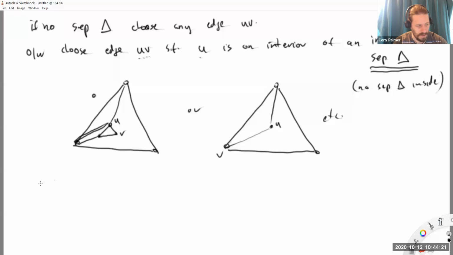Okay, so now, as n is at least 4, we know that the edge UV, where U is on the interior of an innermost separating triangle, is on the boundary of 2 faces.